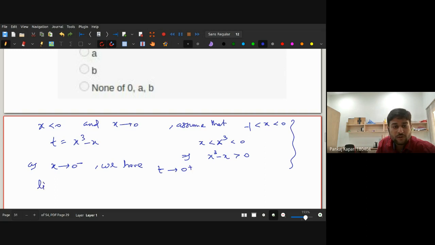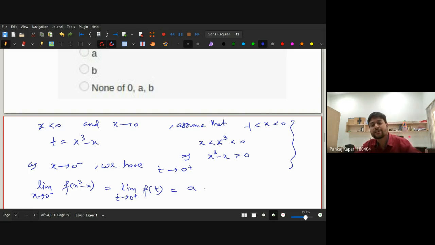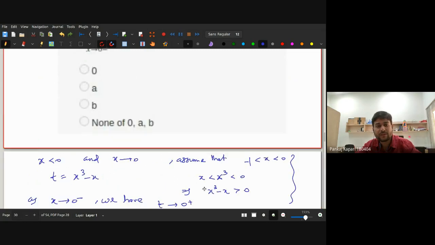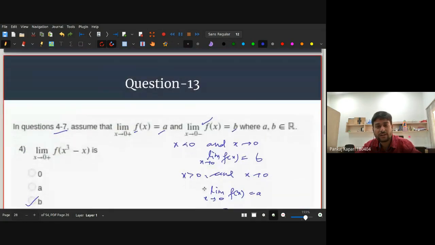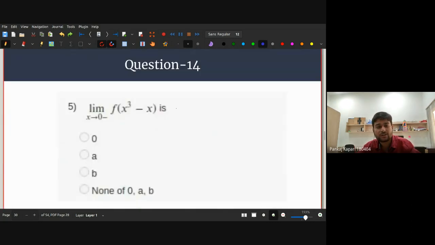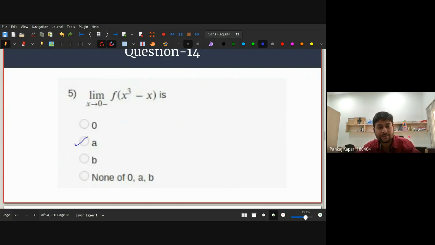Therefore the limit where x approaches 0 from the negative side of f of x cube minus x is the same as the limit as t approaches 0 from the positive side of f of t, which is a, right? This is given to be a, that we assumed for the next 3-4 problems, that the limit of the function is a when you approach 0 from the right hand side, and this limit is b when you approach 0 from the left hand side. So here the second option is correct.